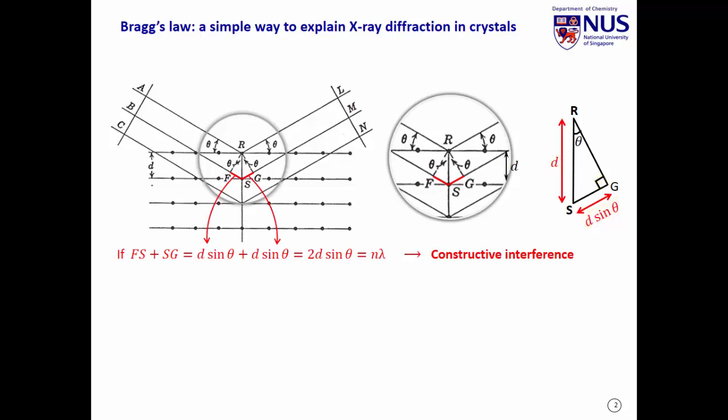When this path length difference is a whole number of X-ray wavelengths, the reflected waves are in phase and interfere constructively. In this case, an intense signal will be detected.